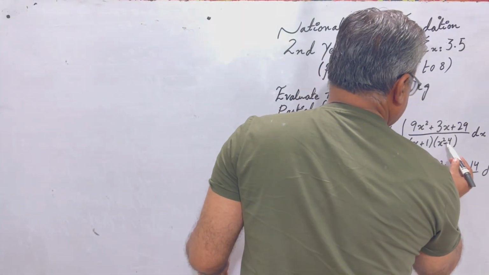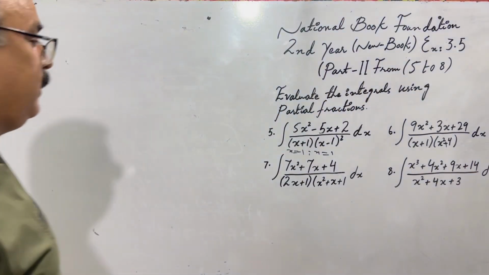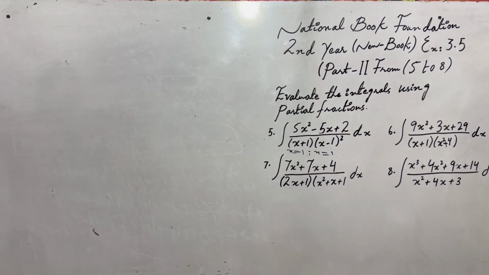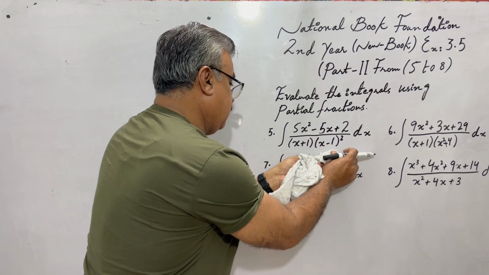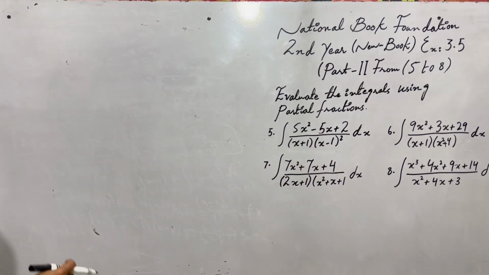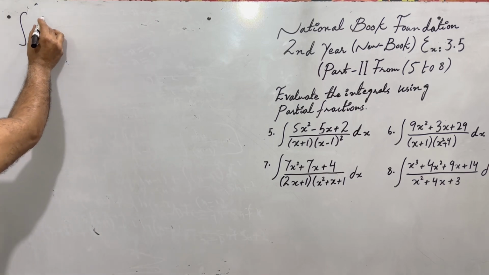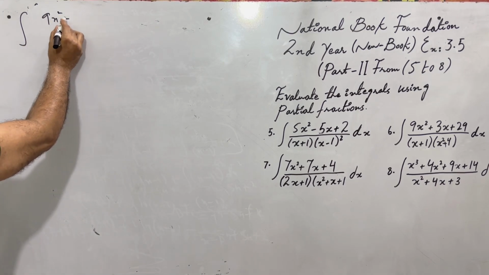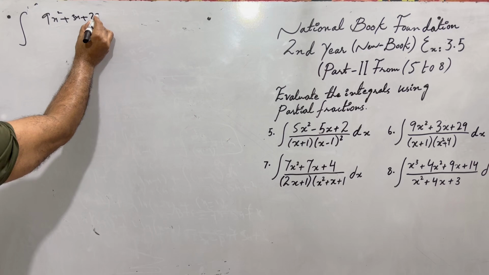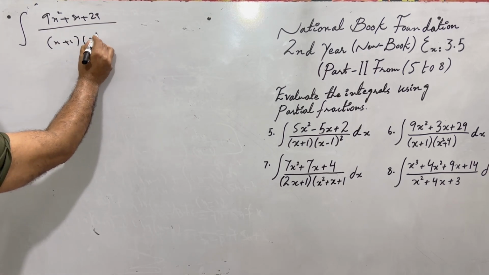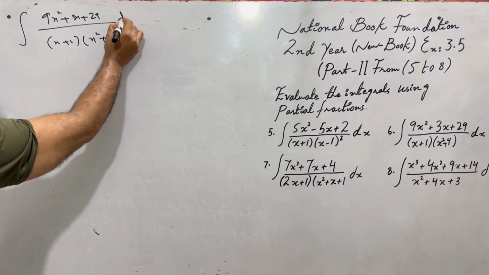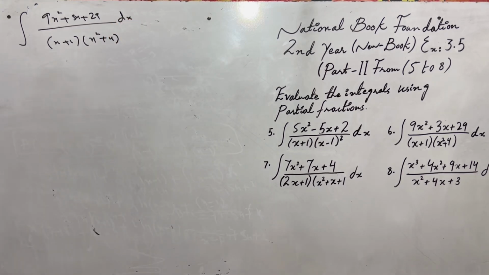It is plus. Okay, we are good because we have already pasted these equations. Okay, question number 2. That is now question number 6. The integral of 9x square plus 3x plus 29 divided by x plus 1 times x square plus 4 dx. Now look at this on the outside.